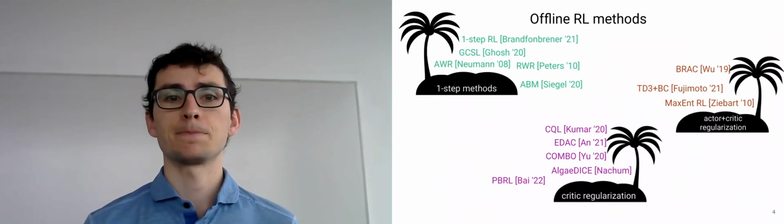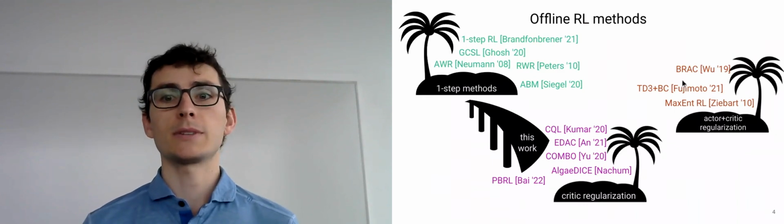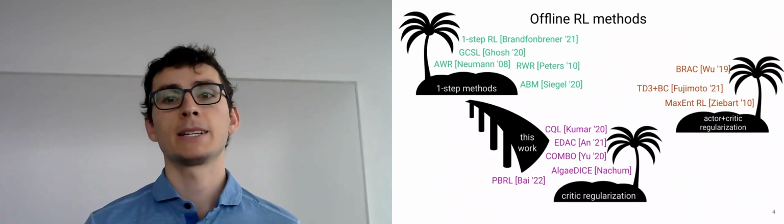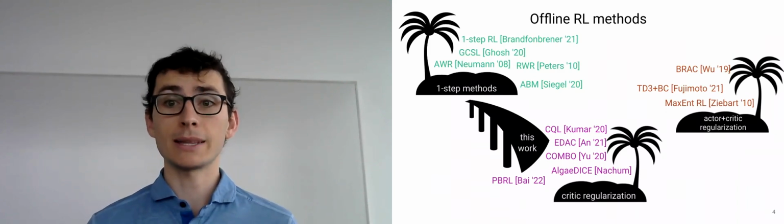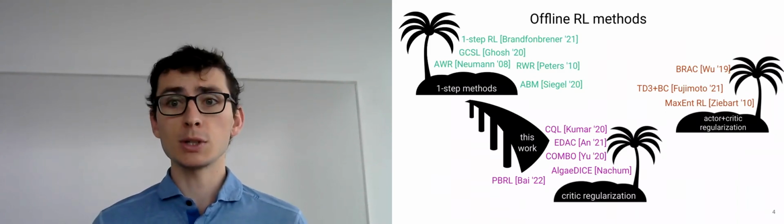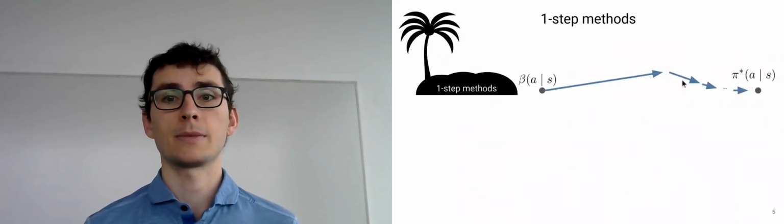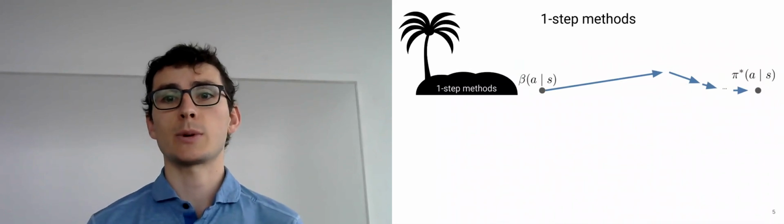of these three islands. The main contribution of this paper is to show a connection between one-step RL methods and critic regularization. This connection is surprising because these methods look pretty different on the surface. And it's also useful because it will allow us to make testable predictions about how these methods behave. I'll start by reviewing how these methods work.